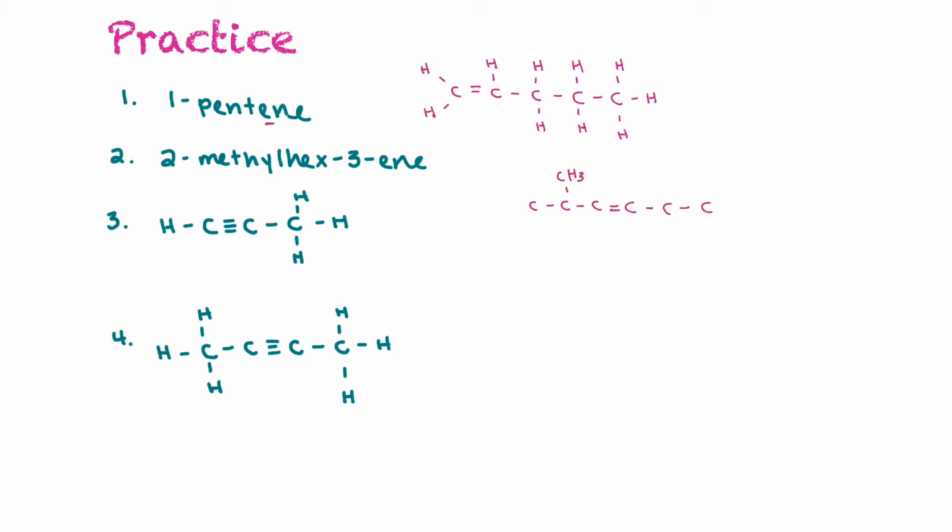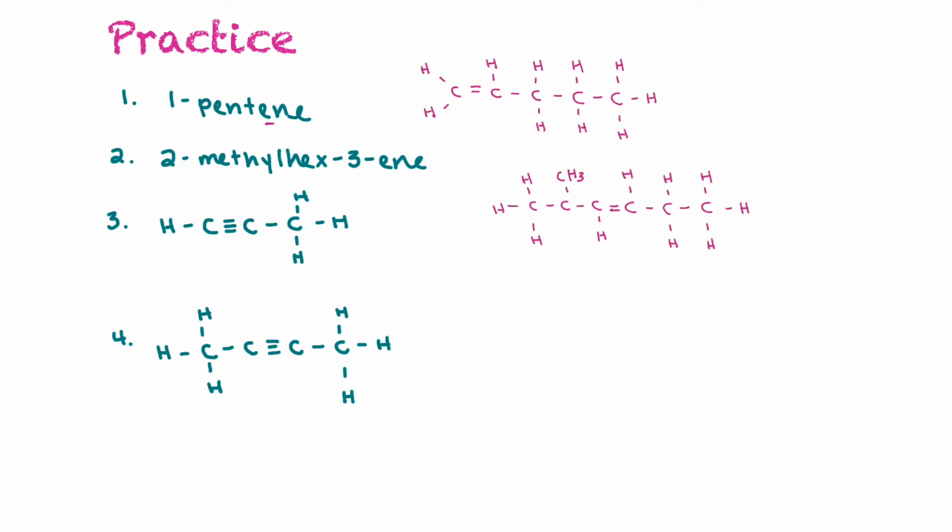So we'll put that one in. And now we'll fill the rest of the bonds up with hydrogen. So remember, you can only have 1 hydrogen left over on those double bonds because the double bond takes away one of the spots for hydrogen to bind. So there we go. That's 2-methylhex-3-ene.